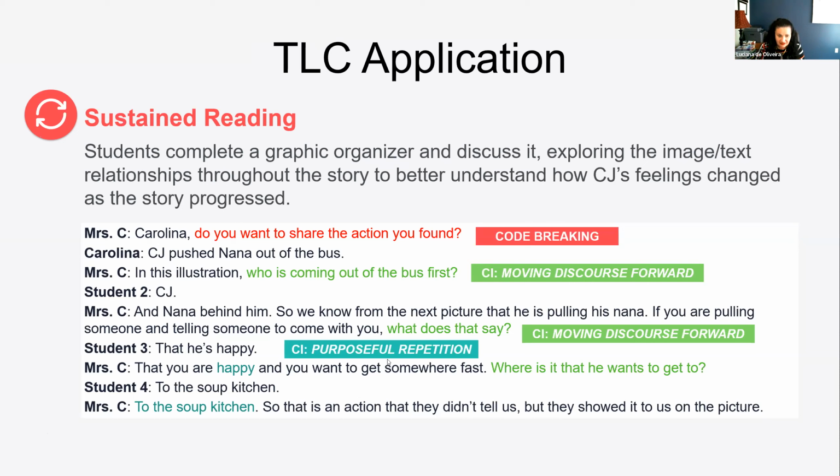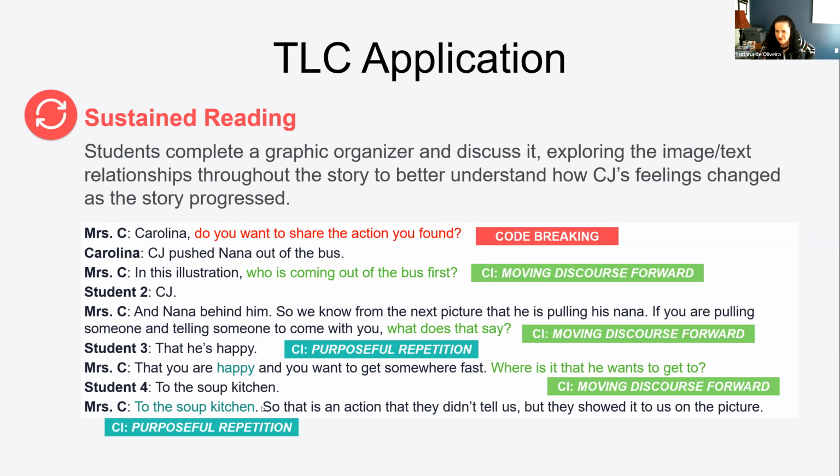Happy. That is an example of what we call purposeful repetition, because student 3 says that he's happy, and then Ms. Cabana says that you're happy and you want to get somewhere fast. Where is it that he wants to get to? That's again moving the discourse forward. Student 4 says to the soup kitchen. Ms. Cabana says, to the soup kitchen. Again, another use of purposeful repetition.